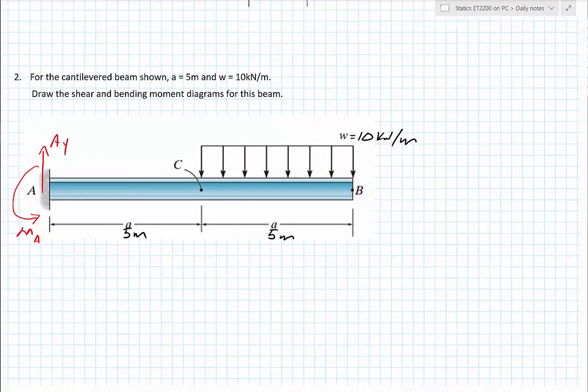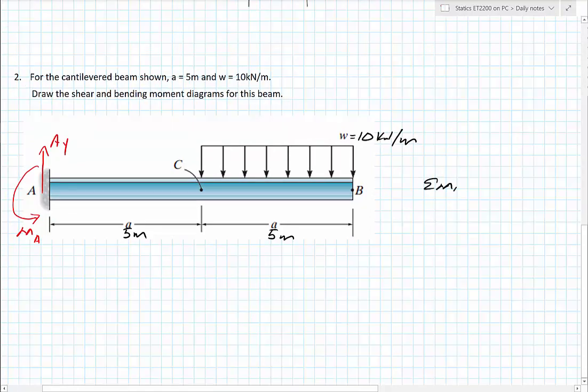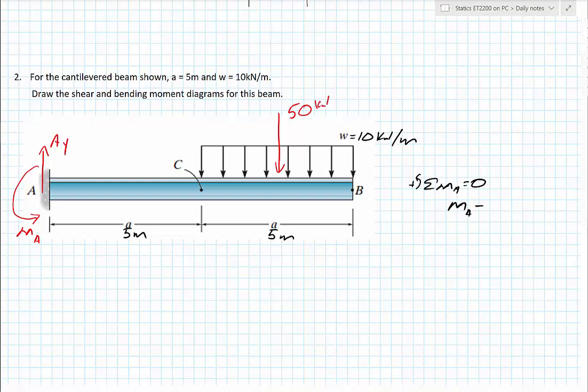So I'll skip that part. What I'd probably start with is the sum of the moments about point A equals 0. And remember, if we're doing moments, there is actually a moment included in the calculation. At A, we can take this 10 kilonewtons per meter and replace it with a point load, so that's 10 times 5, or 50 kilonewtons, acting at 2.5 meters away from point C. Or I could say I have a moment of 50 kilonewtons times 7.5 equals 0.